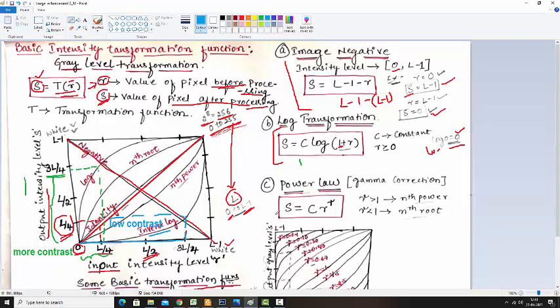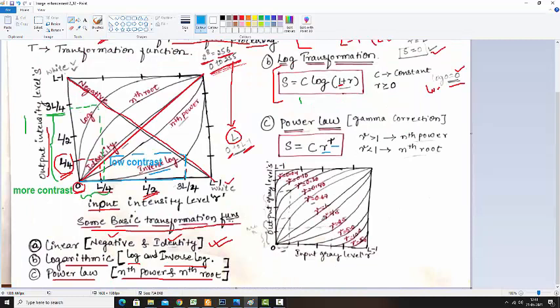What does the power law say here? This one is r to the power gamma. They have said that this one is the nth power: r to the nth power when the gamma value is greater than 1, and when the gamma value is less than 1, they call this the nth root. We can see the nth root at the top here, which means the gamma value will be less.